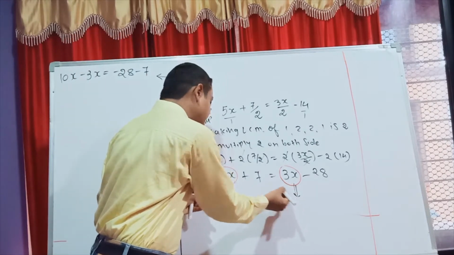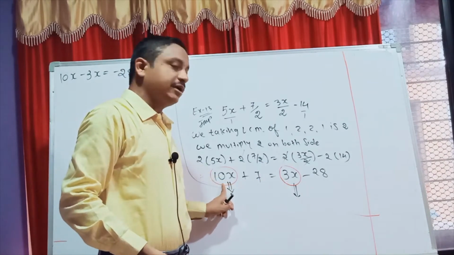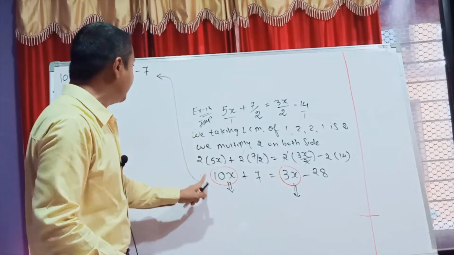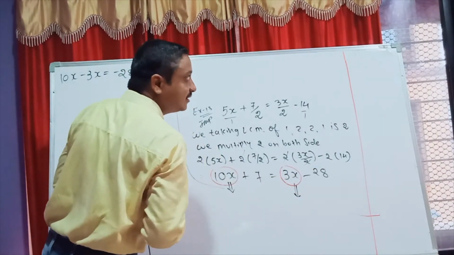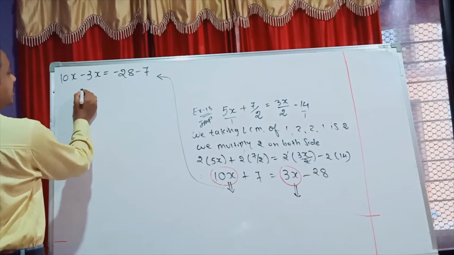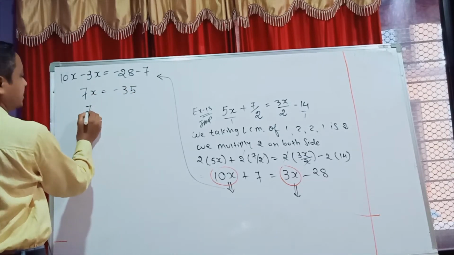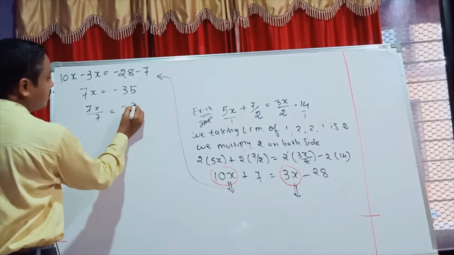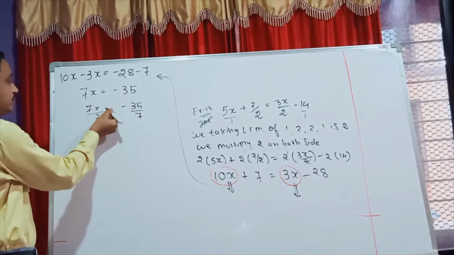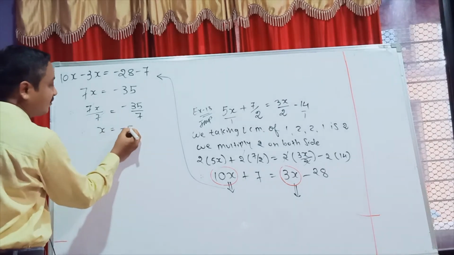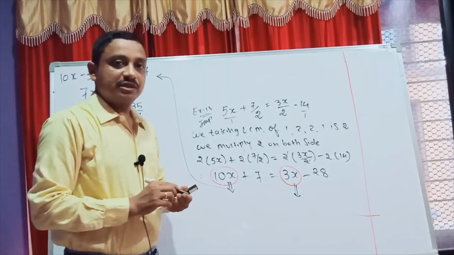One more time repeat. 10x and 3x are the variables. So students, this variable and this variable I join. Plus 3x converts to the left side as minus 3x. And minus 28 as it is, 7 going to the right side. So it is minus 7. So here how much? 7x. And here minus 35. So 7x divided by 7 on both sides. So 7 gone. And happily you get x is equal to 5. That's your final solution.